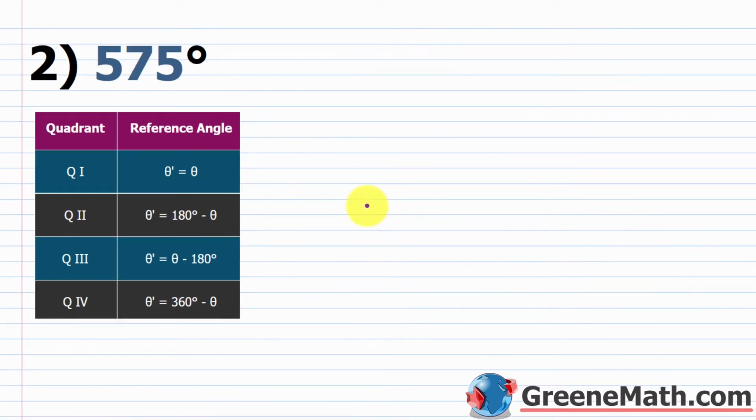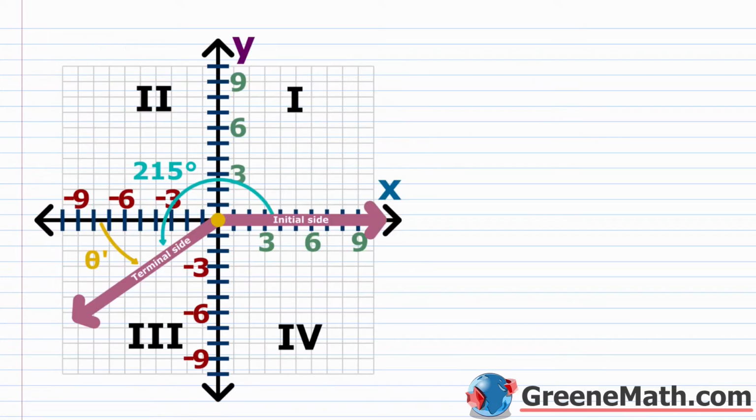All right, for problem number 2, we have 575 degrees and we want to find the reference angle. So in this particular case, again, we need to find the coterminal angle between 0 degrees and 360 degrees. So let's say we have 575 degrees, then minus 360 degrees, and this is going to give me 215 degrees. So this is the angle I want to work with. Again, if you look at the little sketch, this is 215 degrees.